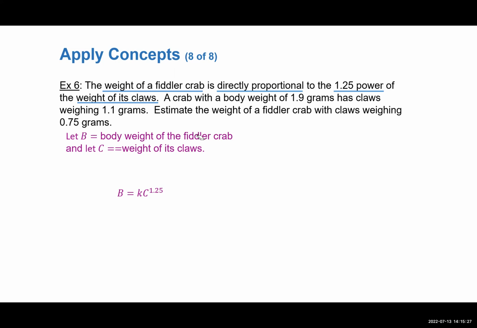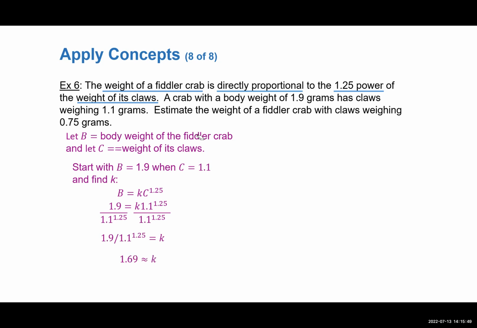A crab with a body weight of 1.9 grams has claws weighing 1.1 grams. We need to find K. So for our B, we're going to put in 1.9, and for C, we're going to put in 1.1, and we're going to solve for K. So 1.1 to the 1.25 power is what we're going to be dividing by, and K is 1.69 approximately.